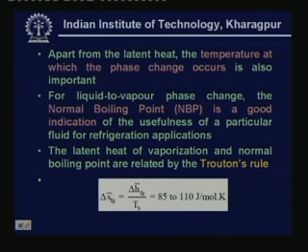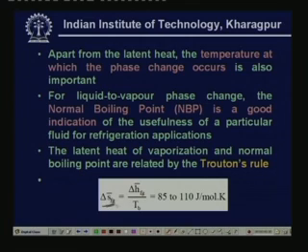Now the latent heat of vaporization and normal boiling point are related by what is known as Trouton's rule. Trouton's rule says that delta S fg, which is nothing but the molar entropy of vaporization, is constant for all fluids. That is what Trouton's rule is all about. Constant means not a single value, but it is found that this value for most of the fluids lies in this range. And what is this delta S fg?